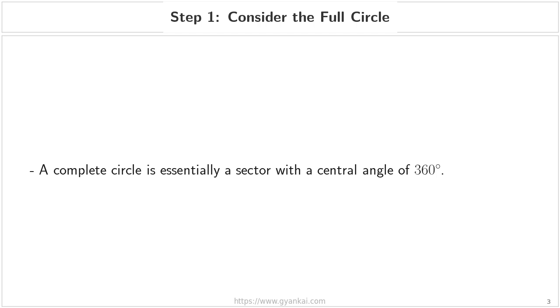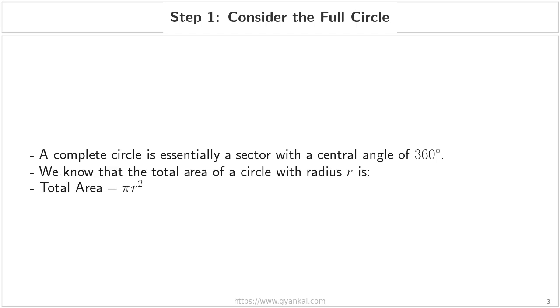rotation of 360 degrees. Because we are using the unitary method, we first need to know the total value we are working with. As you may already remember from our previous lessons, the formula for the total area of a circle with a radius of r is pi times r squared.